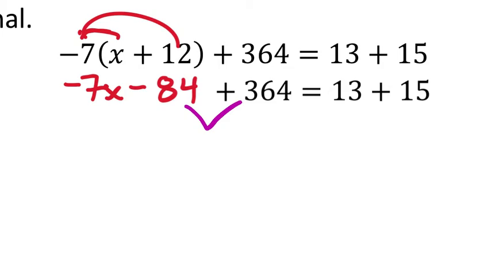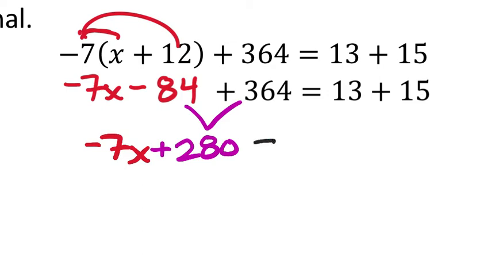Negative 84 plus 364, geez, what is that? Thank you. 280, I was carrying wrong right there. I'm going to drop the negative 7x because it's not like terms, so I can't combine it. That's positive 280, so there's my plus sign. And then I'll combine 13 and 15. I think I can do that one, but it should be 28. There we go. That looks pretty good. Okay, so negative 7x plus 280 equals 28.